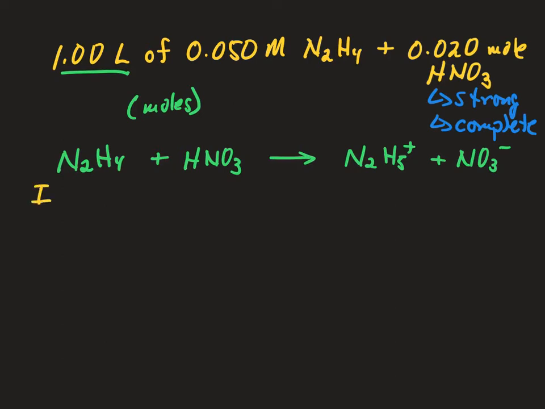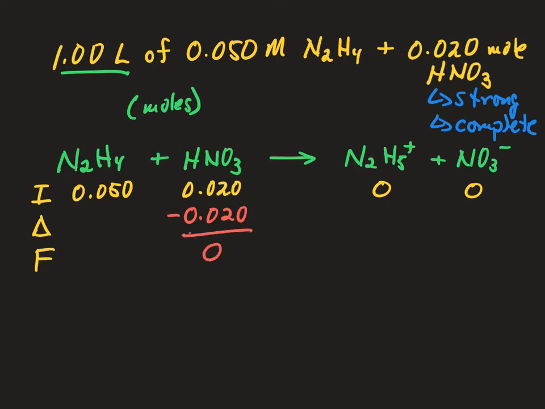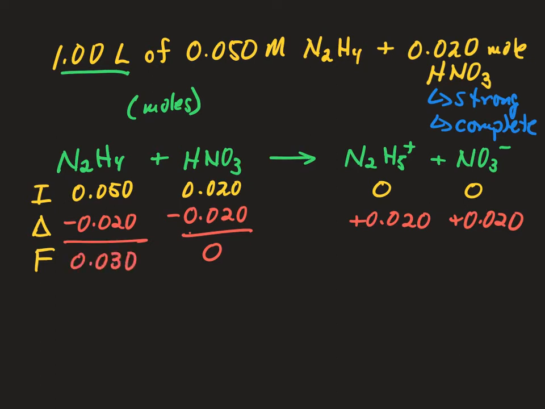And so we've got our initial, we've got our change. Because it's a complete process, we have a final state, not equilibrium. And so we have 0.050 moles of hydrazine. We have 0.020 moles of nitric acid. No hydrazonium ion, no nitrate ion. Since it is a limiting reactant problem, all of our limiting reactant will react, leaving none of that, but that will determine how much of the other things change. And so we end up then at the end with 0.030 moles there, with 0.020 moles there, and with 0.020 moles there.